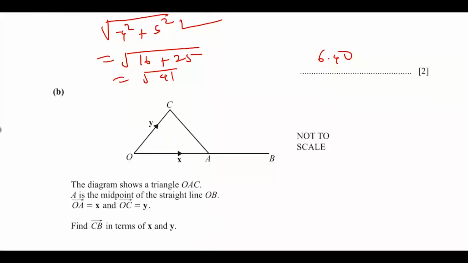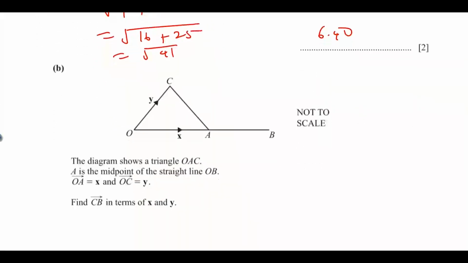Let's go to part B. The diagram shows a triangle OAC. A is the midpoint of the straight line OB. So if A is the midpoint, that means vectors OA and AB are equal. So this will also be x. That will be the value of vector AB. OA is equal to x and OC is equal to y. Find the vector CB in terms of x and y.